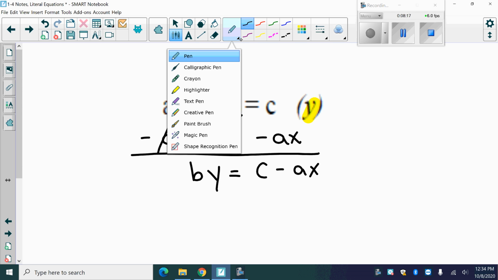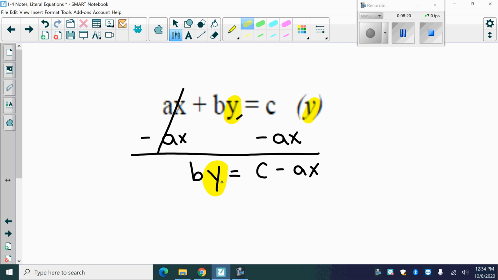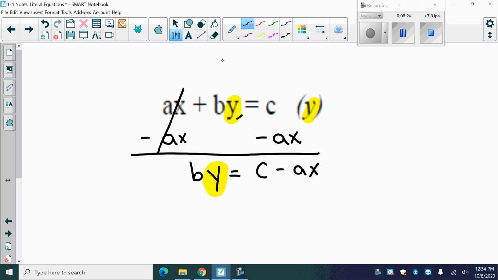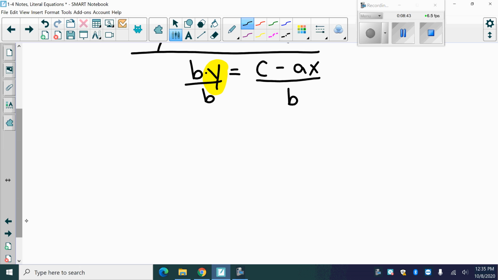And I'm still solving for the variable y, so go ahead and get your highlighter out. Highlight y and think to yourself, okay, how do I get that y by itself? How is it attached? How is the b attached? Well, multiplication. So we're going to divide both sides by b. Now be careful. You have to divide the entire side by b. Make sure you don't just divide c by b or the a by b or the x by b, the entire part. So I have y equals c minus ax over b.